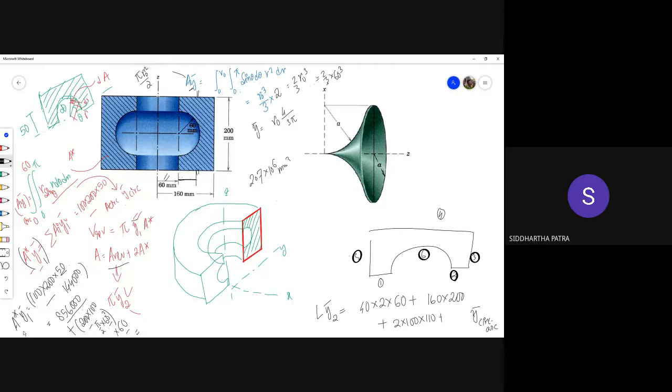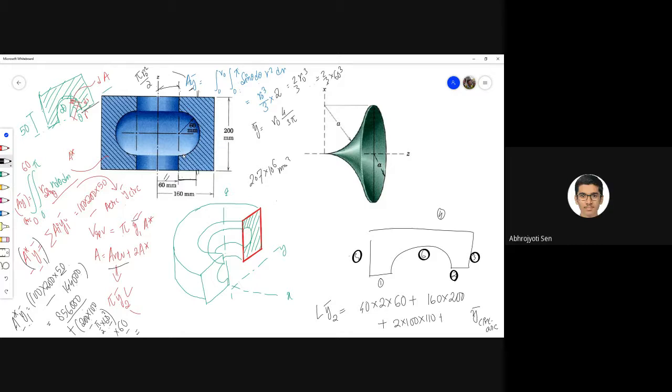So this is the A star times y1 bar when you take the distance from this vertical line right here. But if you want to take it from z axis, you need to add 60 additional to the term y1 bar. But to do that to A star times y1 bar, you need to multiply with A star, which is basically this quantity, 200 times 100 minus pi by 2 times 60 squared.